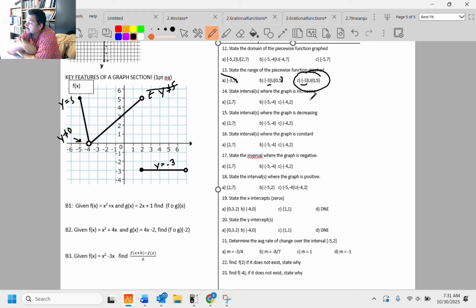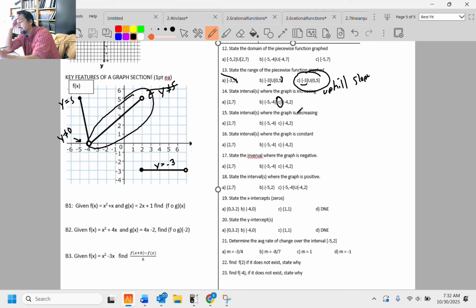All right. The state intervals where the graph is increasing, that means we have uphill slope from left to right. And that's going to be this piece right here. And the x values, and that's the struggle, it's the x values that make it uphill. The x values that make it uphill start just after -4 and stop just before 2. That's choice C.